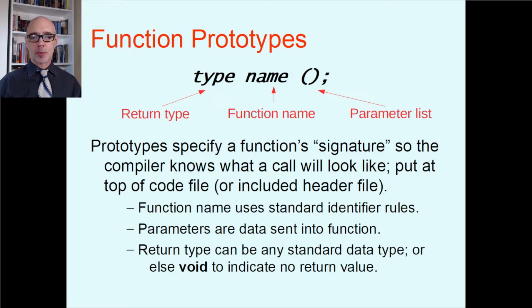You put this at the top of the code file, or it could be an included header file. Anytime we do #include, like iostream, you're basically attaching a whole bunch of prototypes like this, among other stuff.